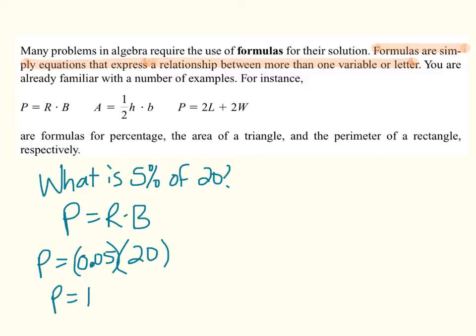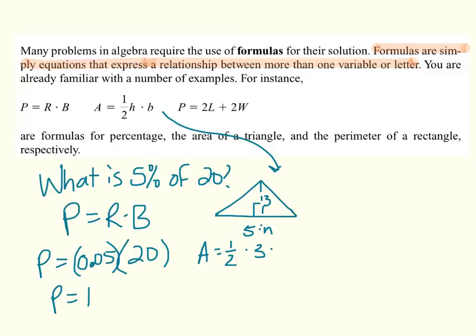Then you have the second one here, A equals 1/2 HB. Hopefully you recognize that as the area of a triangle. So if you were to have a triangle with a height of 3 inches and a base of 5 inches, you can use your formula A equals 1/2 times 3 times 5, so half of 15, so 7.5 square inches for that one.